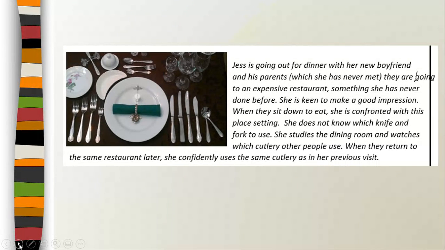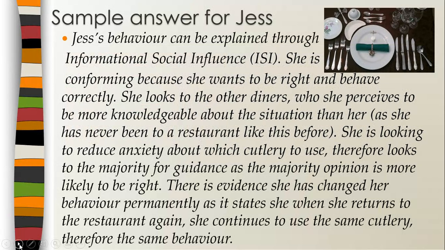If you read through that, and if you want to pause it, because the answer's on the next slide. One answer could be that Jess's behaviour is explained through ISI. She's conforming because she wants to be right and behave correctly. She looks to the other diners who she perceives to be more knowledgeable. She's looking to reduce her anxiety, so she looks at other people for guidance. You can suggest that she's perhaps changed her behaviour permanently, because when she goes back to a restaurant, she uses the information that she gained the last time. So ISI is more likely to involve a permanent change in opinion or behaviour.